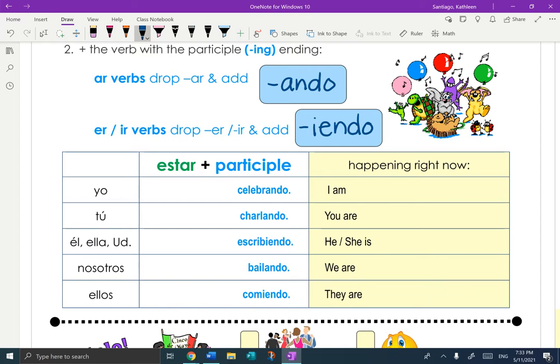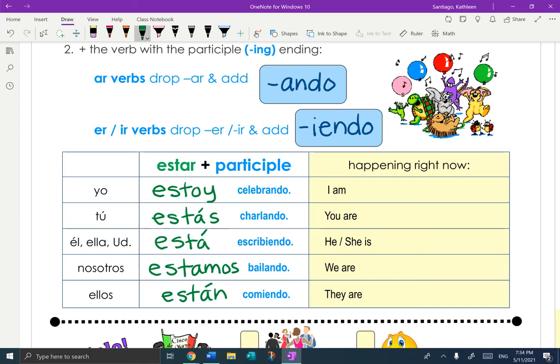So what's the yo form of estar? Yo estoy. Tú estás. Él, ella, usted está. Nosotros estamos. And ellos están. Well, what is that in English? So let's look at this. Yo estoy celebrando. I am, what is celebrando? Celebrating.